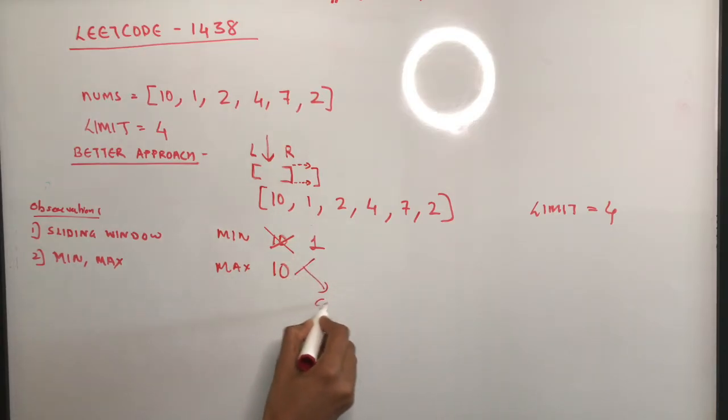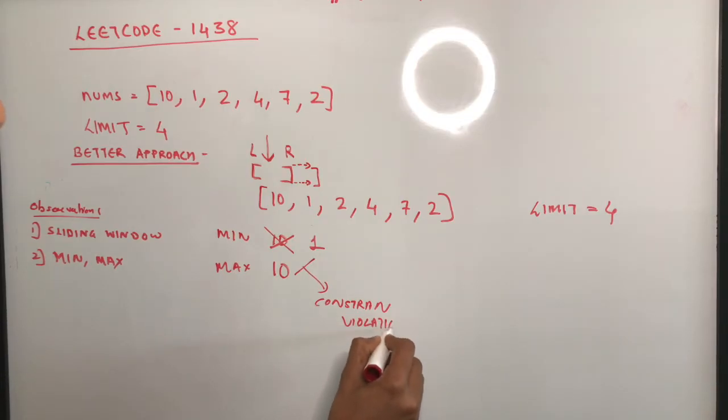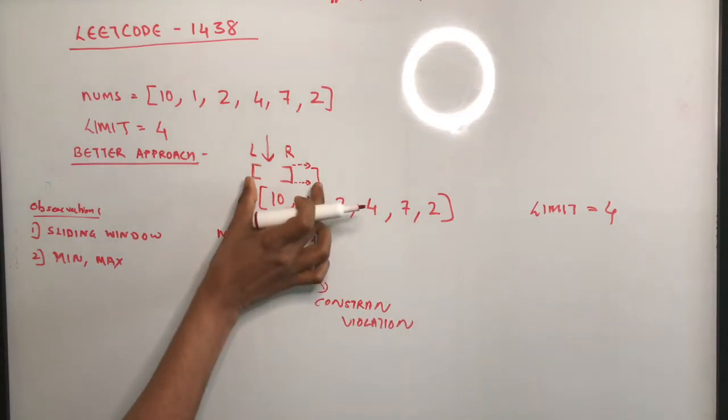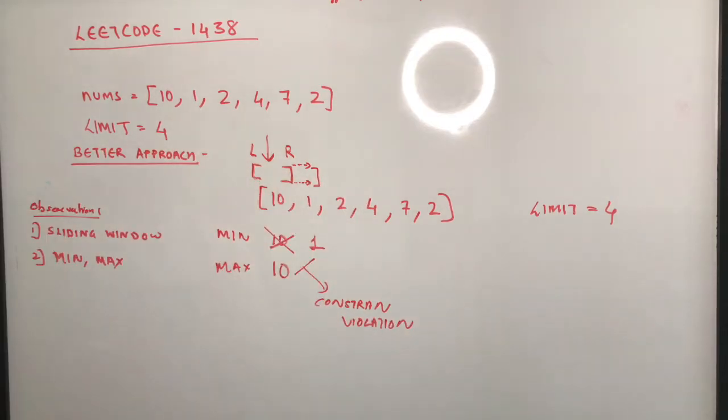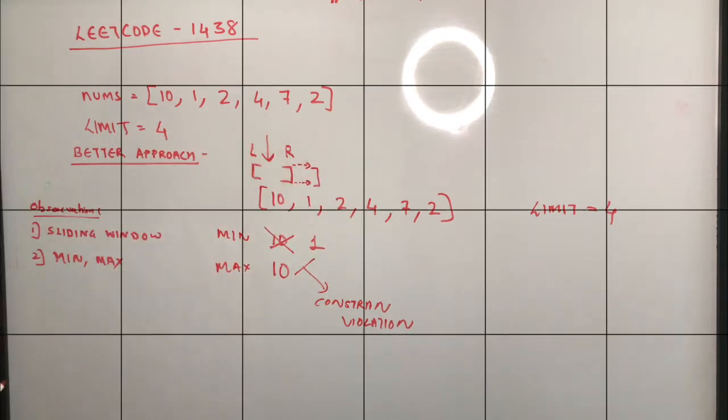So there is a constraint violation. So we cannot have this particular subarray satisfy the particular constraint, hence this subarray cannot be included.